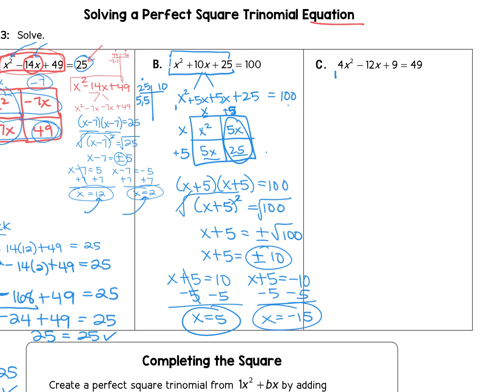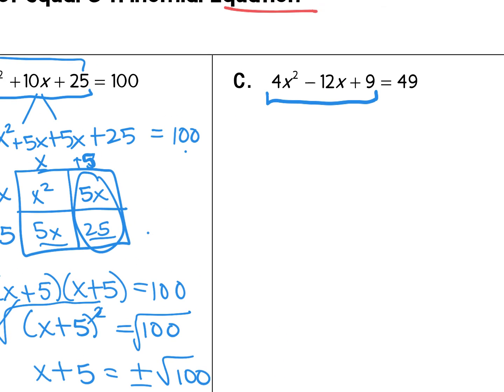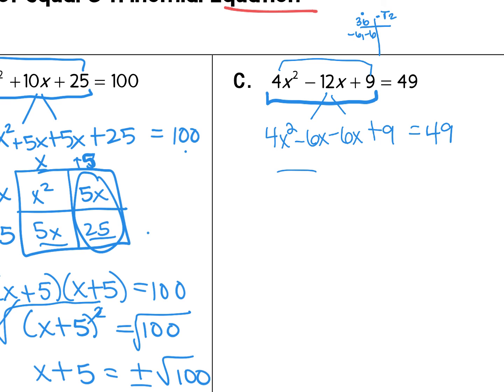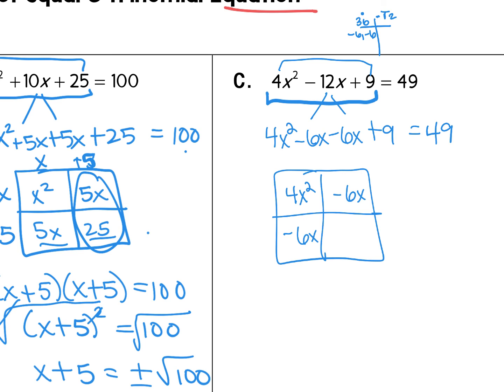Okay, if we look at factoring the left side here, 4 times 9 is 36. What numbers multiply to be 36 and add to be negative 12? That would be negative 6 and negative 6. So I get 4x squared minus 6x minus 6x plus 9 equals 49. If I break this up to factor it, 4x squared minus 6x minus 6x plus 9.